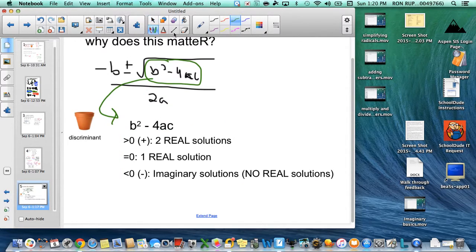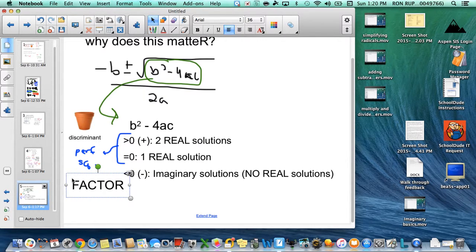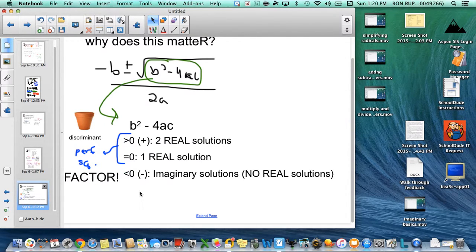And then another little aside note is that in these 2 scenarios, if it's a perfect square, so if it's 1, 4, 9, 16, 25, all those, that means you can factor. Factor. Yes! We learned how to do that and we practiced it and it was great and it was awesome. So, this really becomes the next step after you first put the equation into standard form.